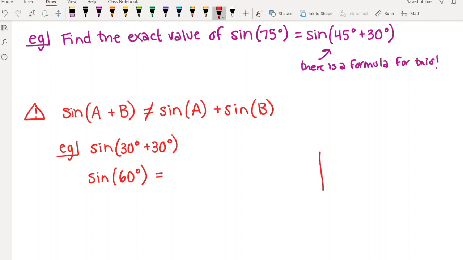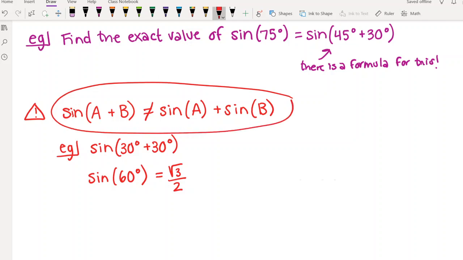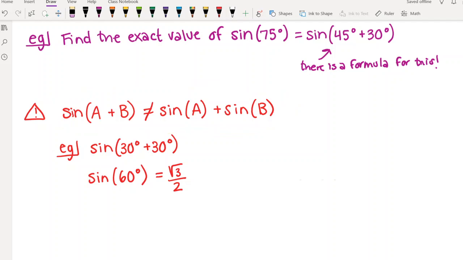If you go on the unit circle to a 60-degree angle, pardon my bad drawing here, we know that the y-coordinate is root 3 over 2. So we're using this as an example to check whether this formula works, because we know what the answer should be. If we try to use this formula and get something else, that tells us it's not the right formula. So if we do sine of 30 plus sine of 30, we should get the right thing.